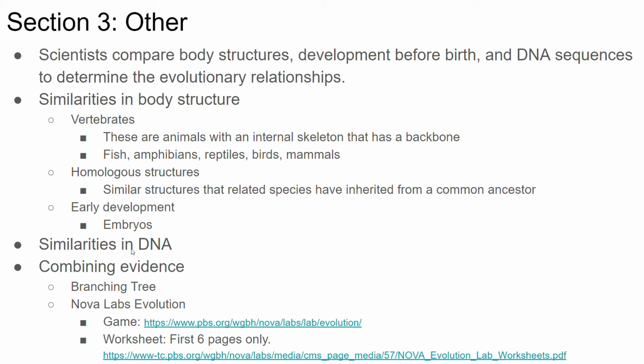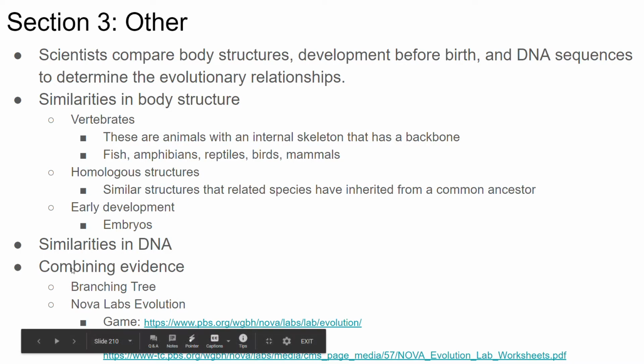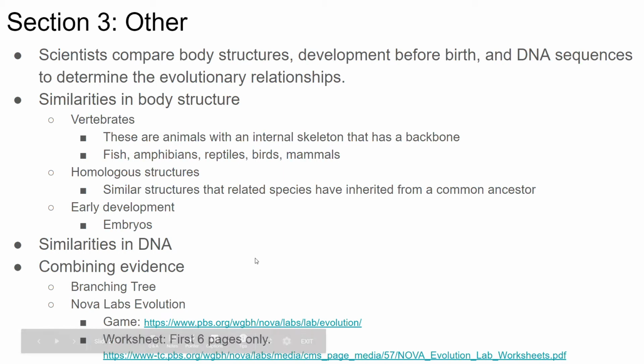Similarities in DNA are pretty common. And when we look at similarities in DNA, that's really what we go off of now. We used to look at homologous structures and early development, but the genetic evidence is so much easier to look at and compare, because we could be wrong with these, right? A homologous structure that is similar between a cat and a dog, maybe in their leg, or between a human and a dog in the leg, that's just looking, right? When we compare the DNA, that's where we get our good evidence. So we're going to talk about combining evidence.